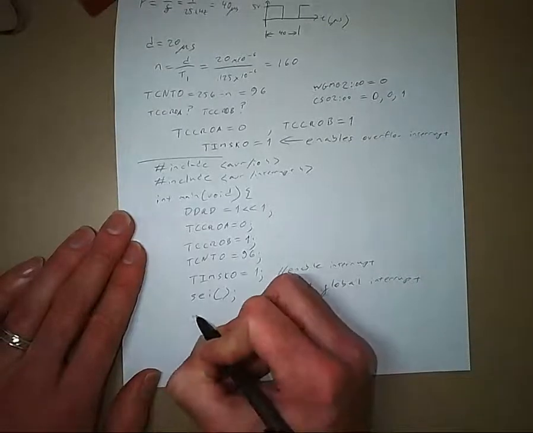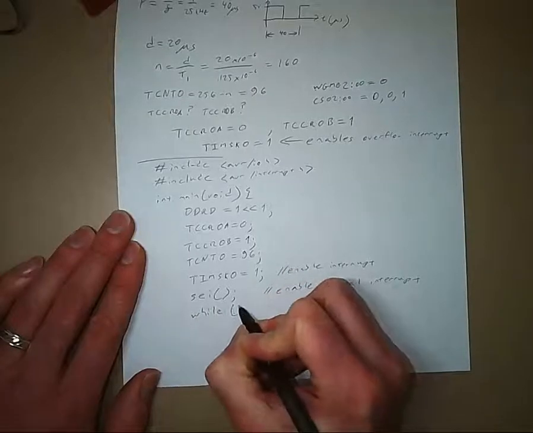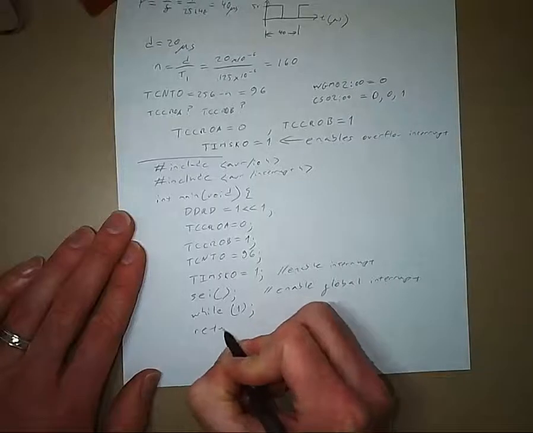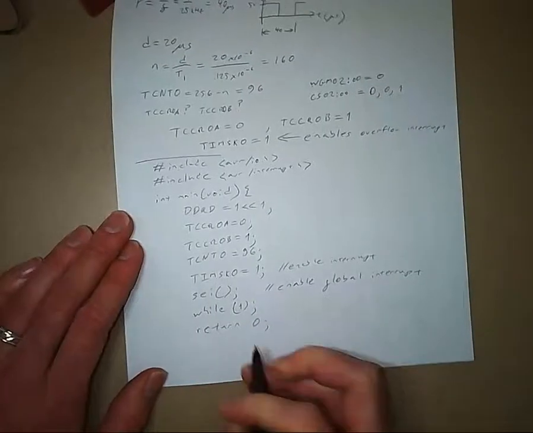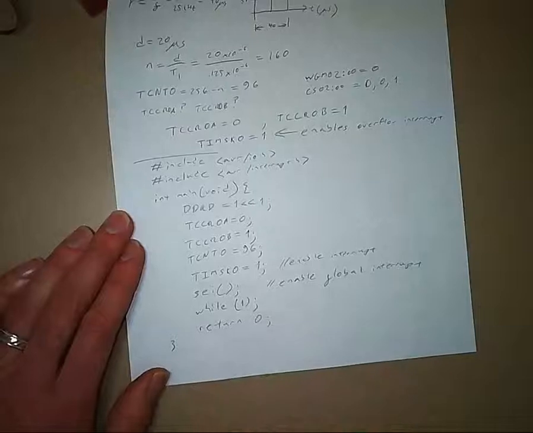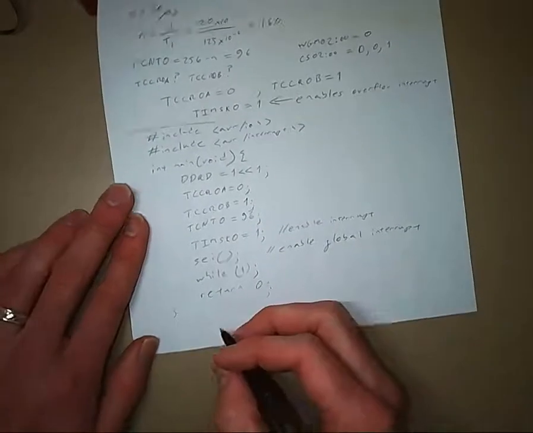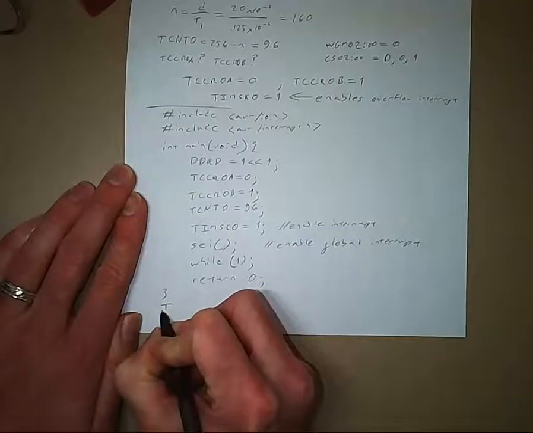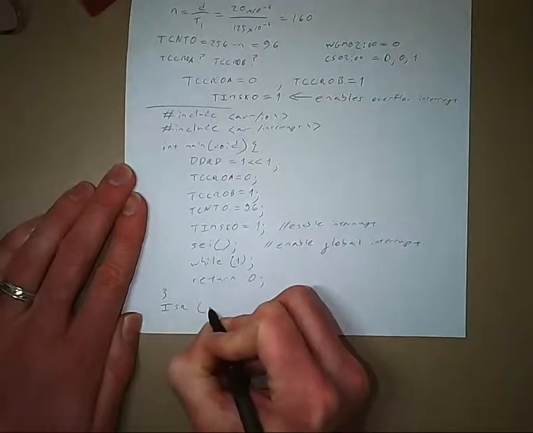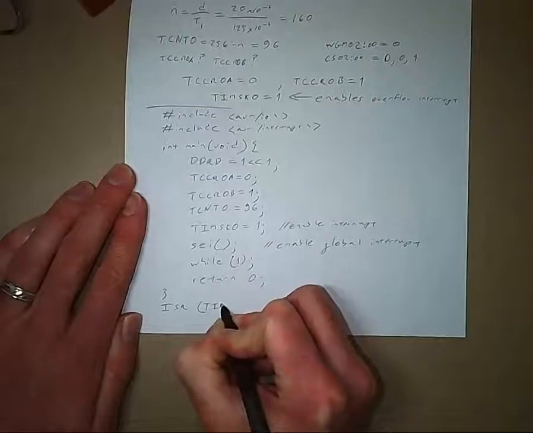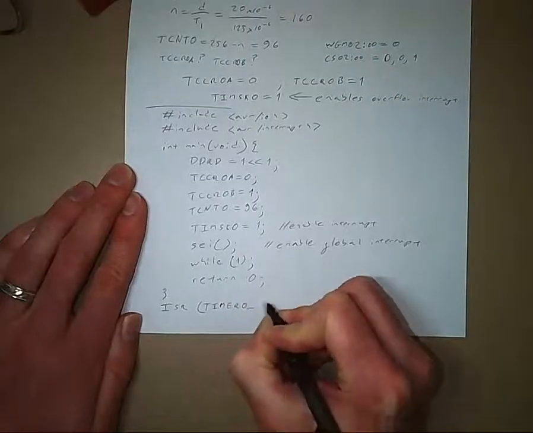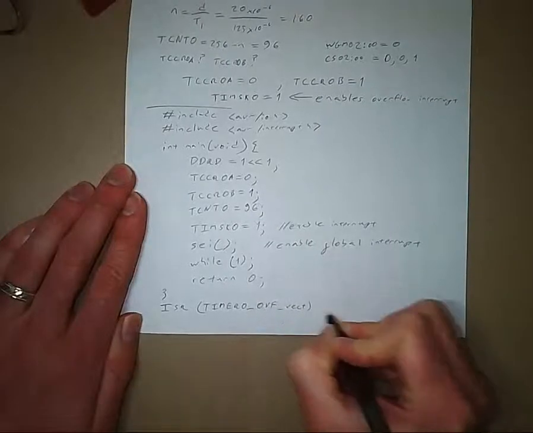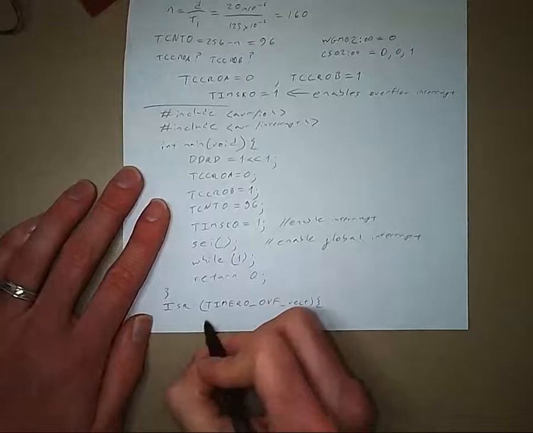And so we can just create our infinite while loop, while one, and it's just going to stay on this line forever. And then just for good form, we'll put this return at the end of main. And now we need to define our interrupt service routine. So now that we've finished main, go ahead and define the ISR for, and the vector name is TIMER0_OVF_vect. And the only thing this does is toggles port D pin 1.